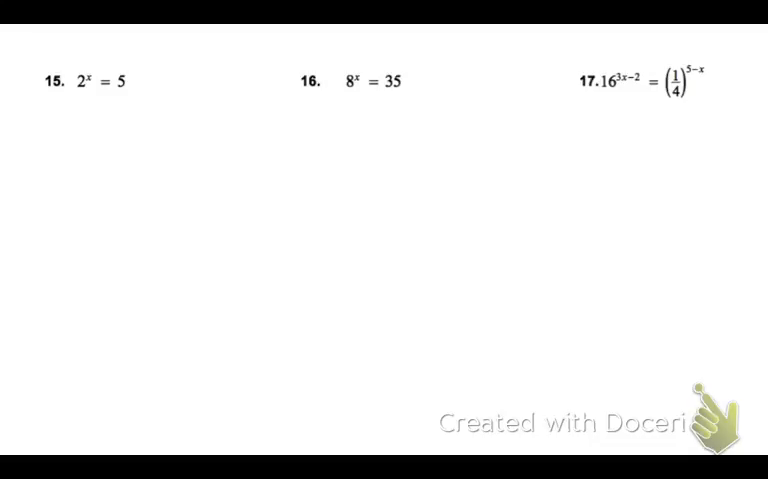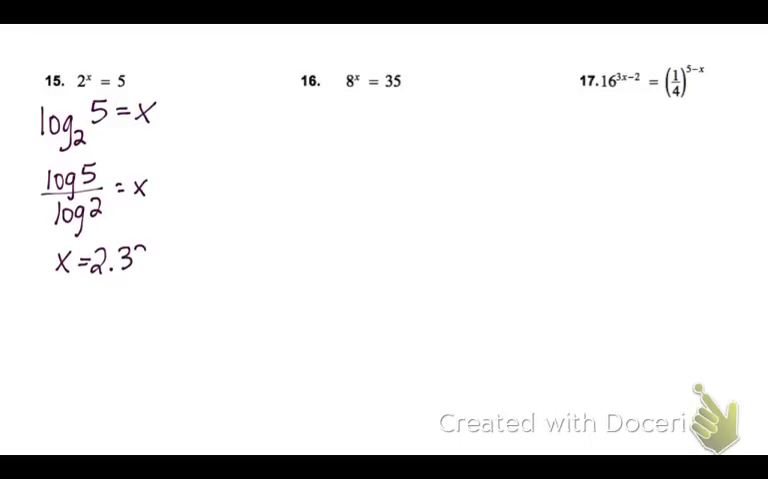Okay, for this next one, I cannot rewrite 2 or 5 to have a common base. I can't rewrite 5 as 2 to some power. So I'm just going to change it to log form. So that's going to be log base 2 of 5 equals x. So now I can use my change of base formula to find x. If you plug that in your calculator, you get x equals 2.322.